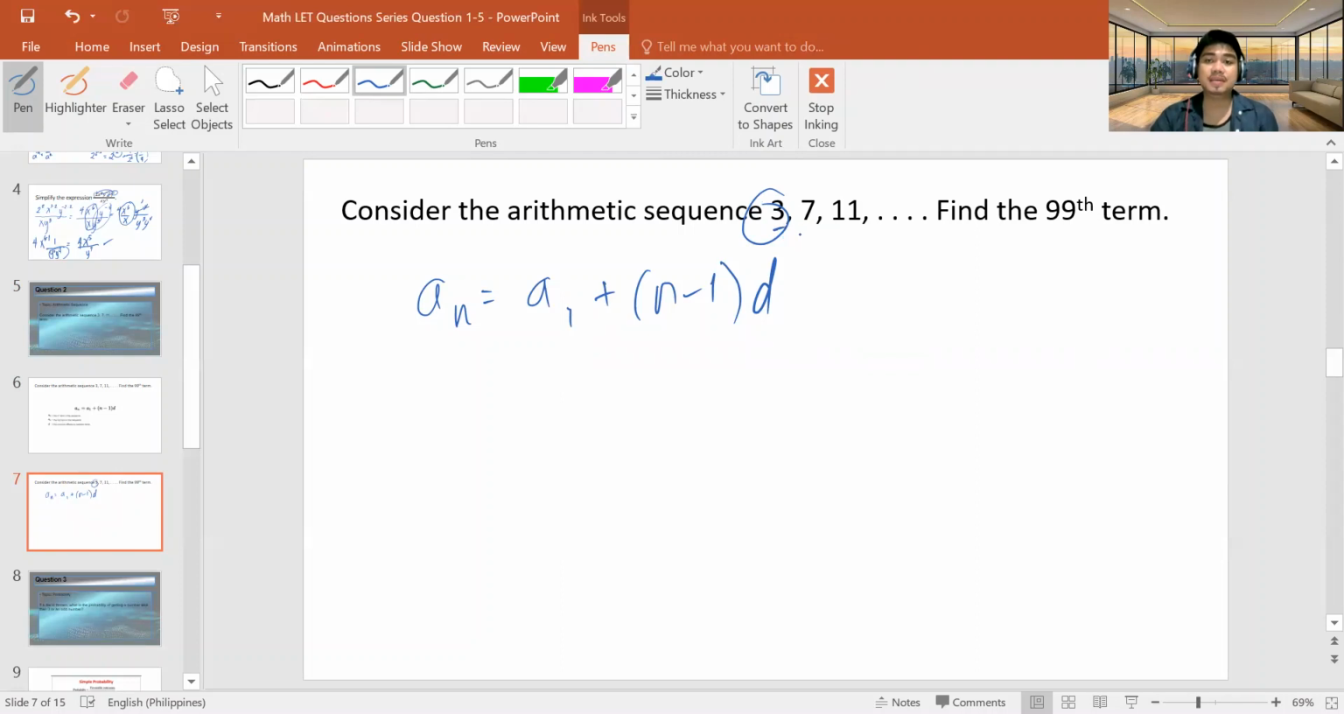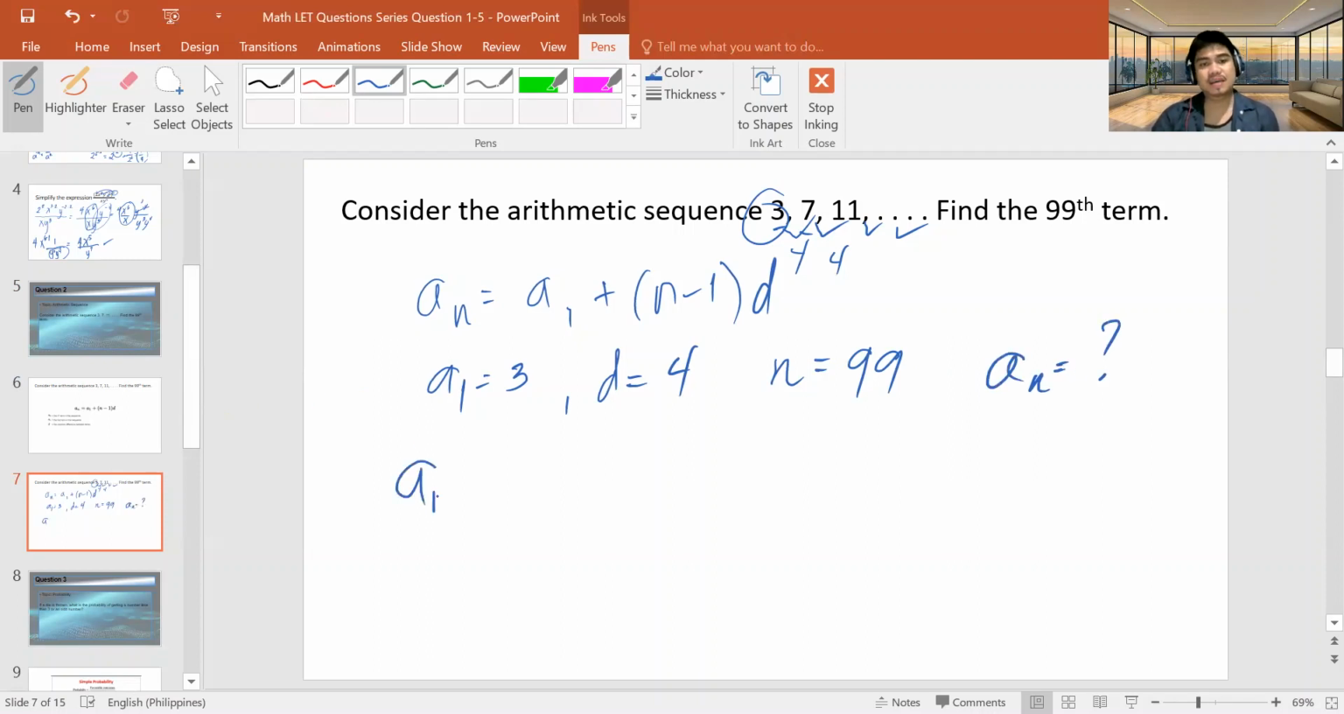For example, we have 3 and then we have 7. What is their difference? Isn't it 4? And then 7 and 11, isn't it also 4? Actually, all of them are 4. So, we have here a sub 1 is equal to 3, and the common difference is equal to 4. And then we have n. What we are looking for is n, which is 99. So, 99 terms. We are looking for a sub n.